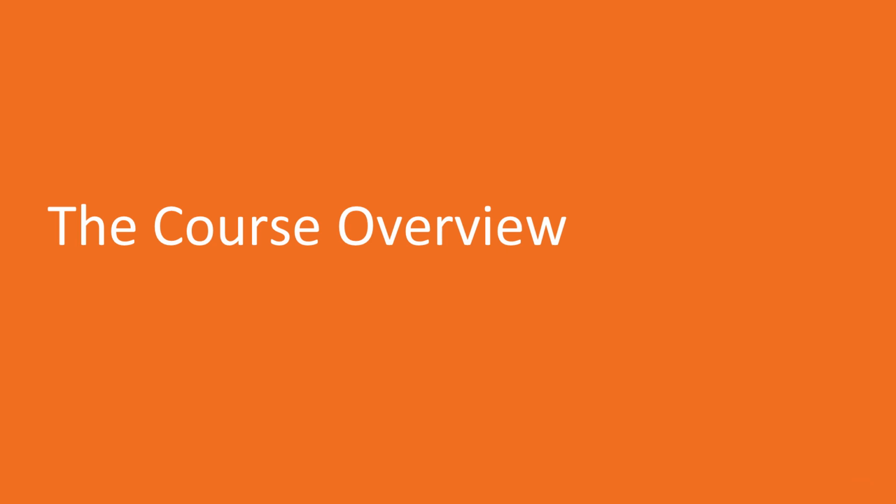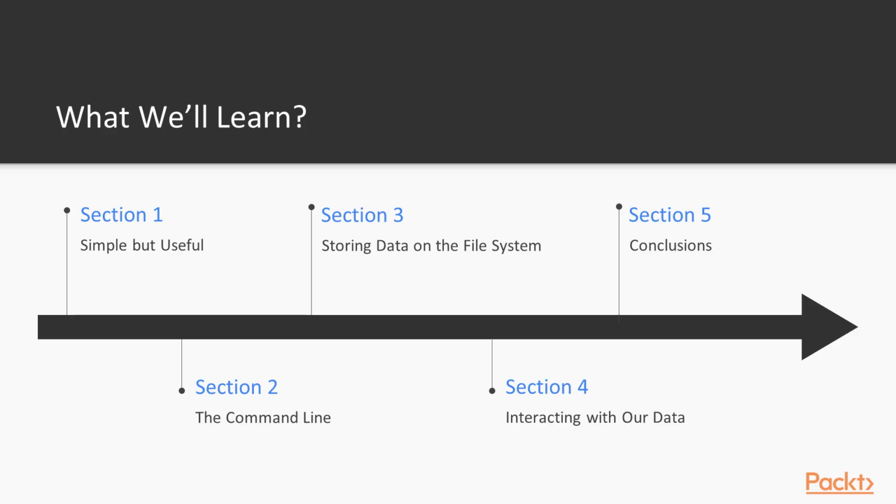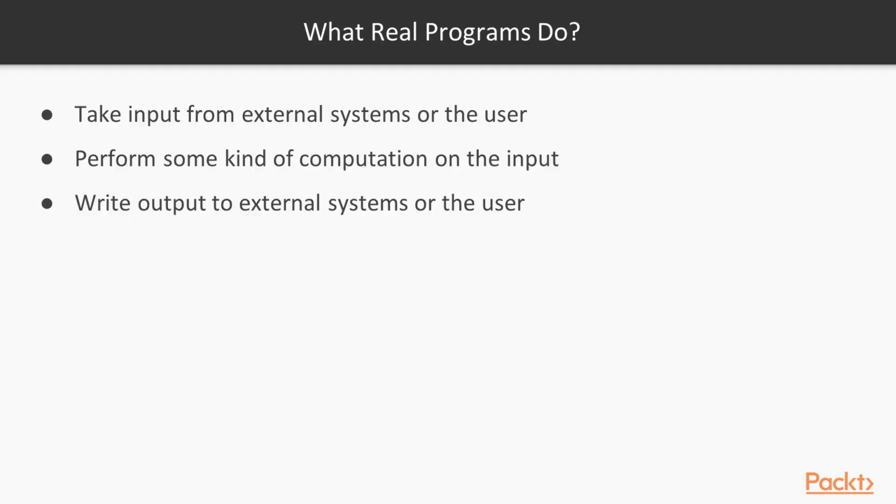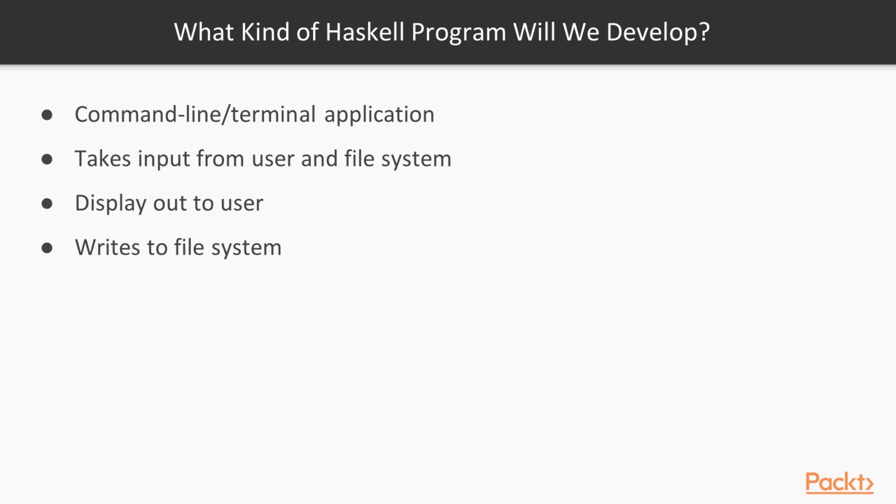So we'll start with an overview of this course. This course is divided into 5 sections. In the first section, simple but useful, we'll talk about what real programs typically do. Then we'll describe what the application we're going to develop will do. It will be a command line to-do list.